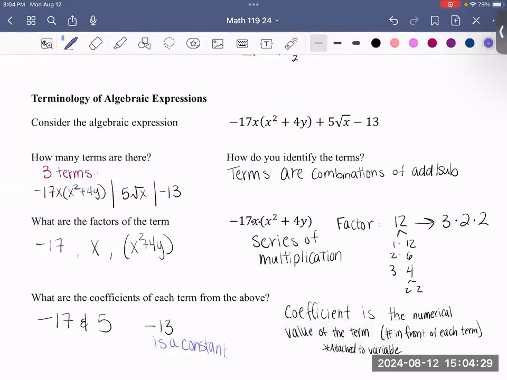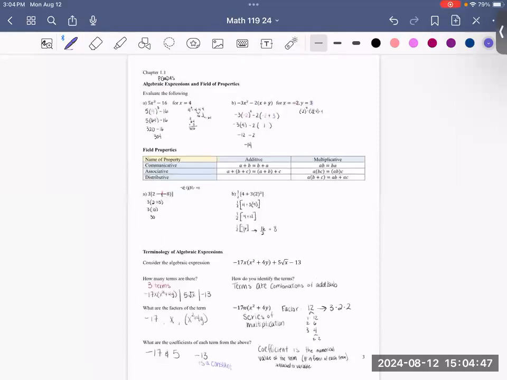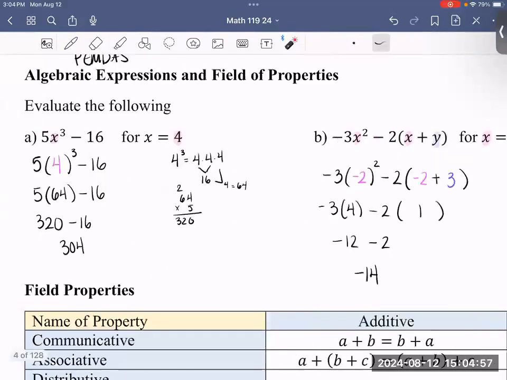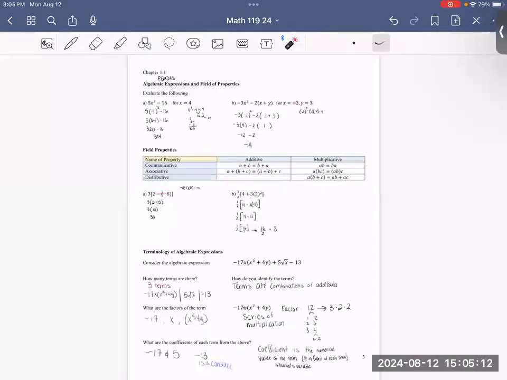No matter what your variables are doing, this value here, this -13 term, is going to just remain smooth throughout. It's never going to change because it's not attached to a variable. When it is attached to a variable, no matter what number we put in, those variables are going to change. But the number itself, if we just added something like this, -16 would be the constant, right? It's not going to change. We're always going to subtract this -16. So that's the difference between a constant and your coefficient. And that wraps up chapter 1.1.